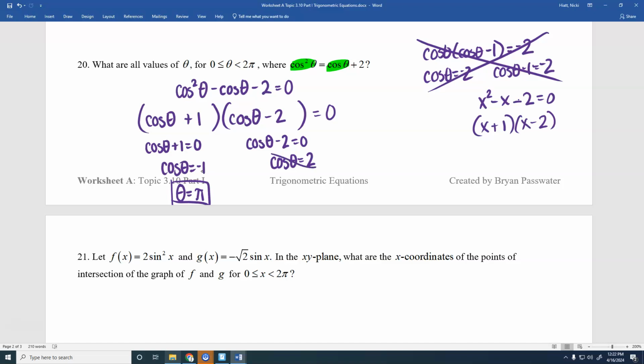So you're not going to get any answers from this. We set it up correctly. That part of the problem just does not give you any answers. Yes. So I know that the domain on that is restricted.